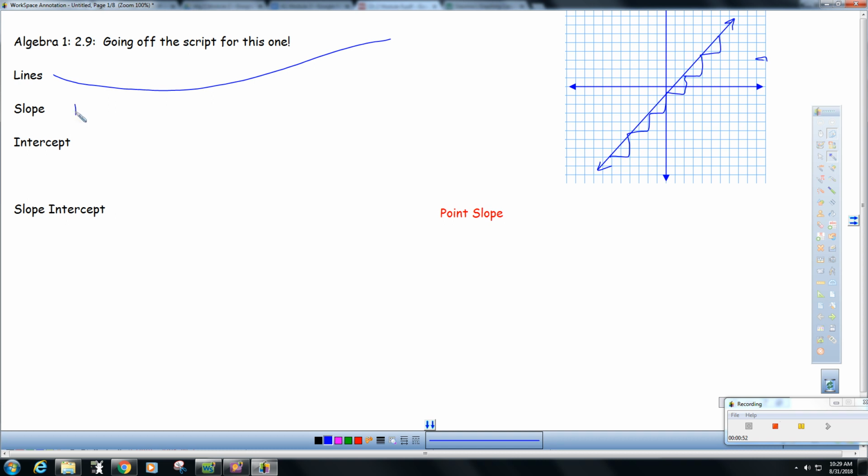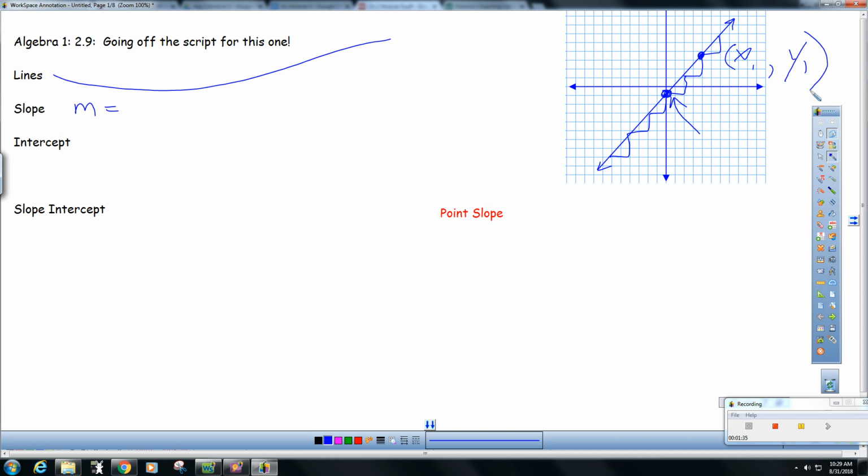How do you find slope? Slope we usually call by the letter m, and to find slope we would need two points on our line. So let's just call this a generic point, x1, y1.